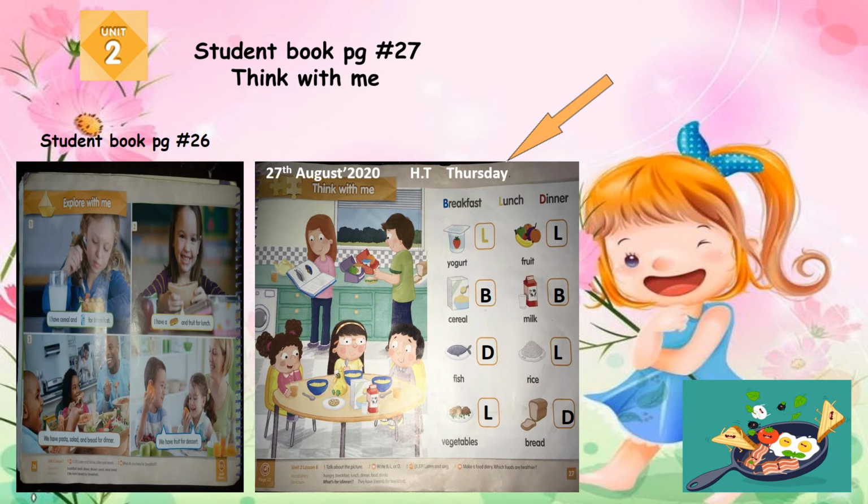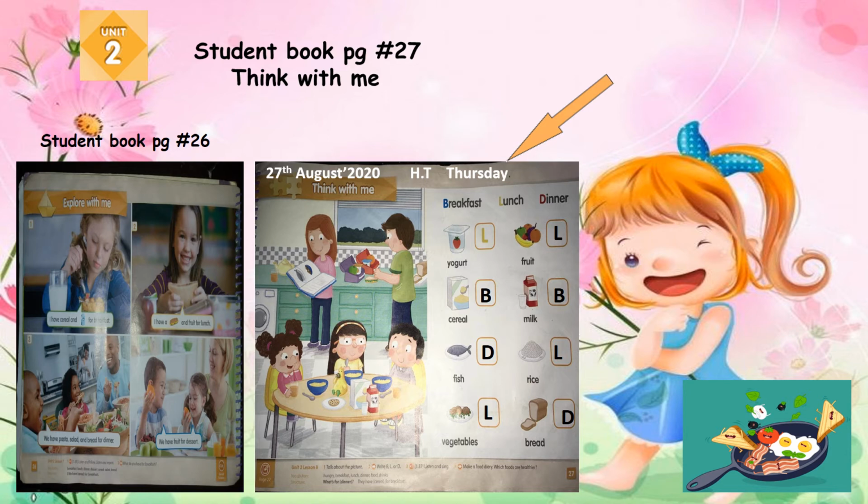Now children, on page 27, write date 27th August. 27, then write TH with it. August, comma 2020. Leave space and then write capital H dot T. Then leave space again and write Thursday.